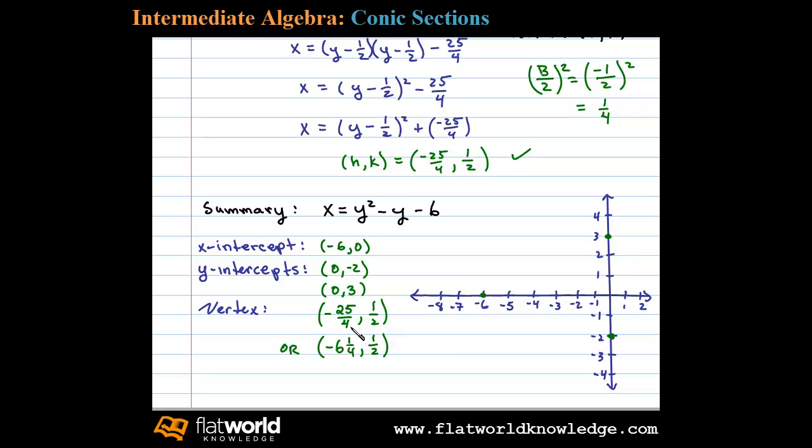Now the vertex we found was negative 25/4, or negative 6 1/4, comma 1/2. So negative 6 1/4 is about right there. Let's go ahead and label that. And then finally we can see that there'll be a point of symmetry here at negative 6, comma 1. Okay, so now we're ready to sketch this sideways parabola. And so here we have a rough sketch of x equals y squared minus y minus 6.